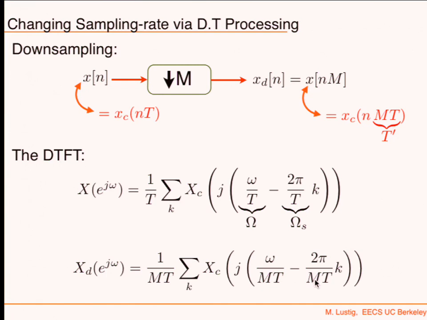Because now my sampling rate has changed. So I have M times longer time samples, but at 1/M the rate. So my spectrum now replicates more on top of each other. The distance between replications is not 2π/T, it is actually 2π/(MT).